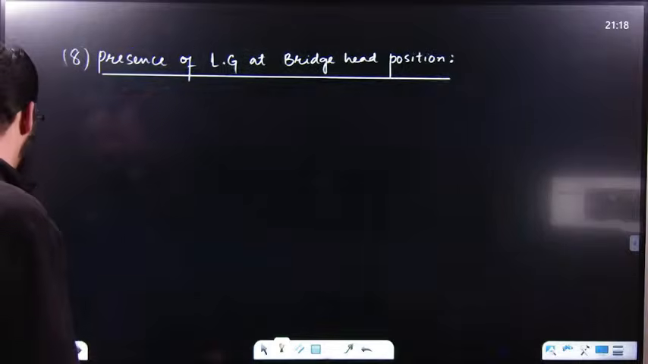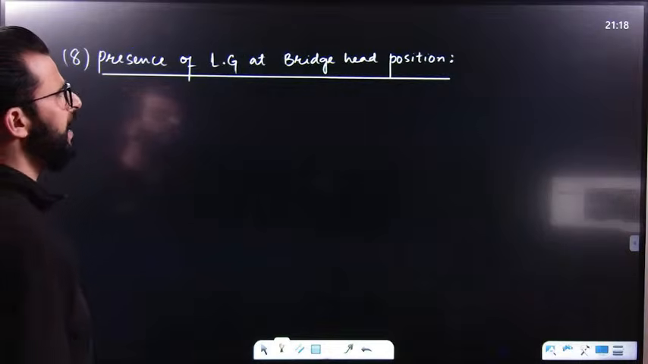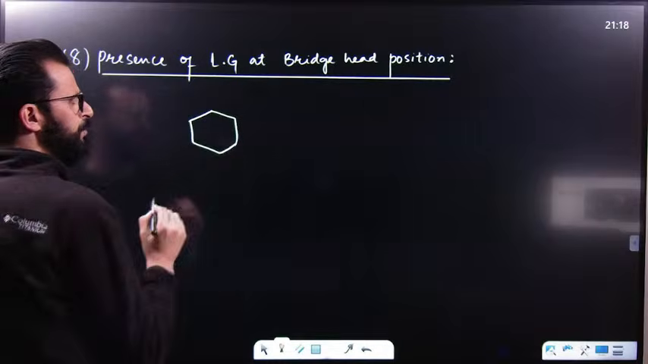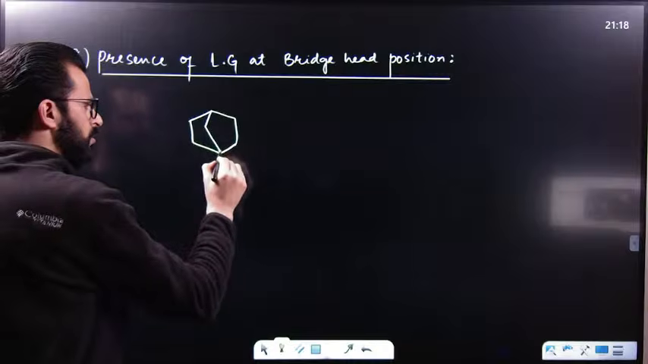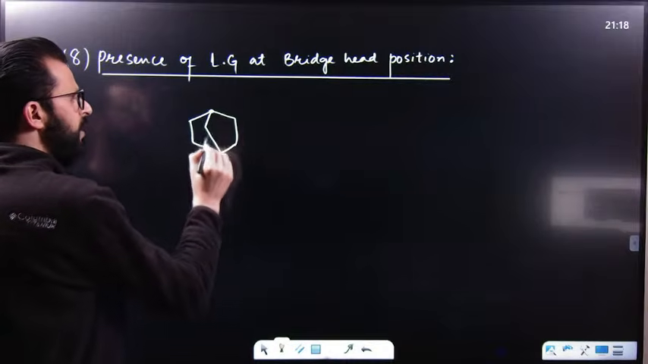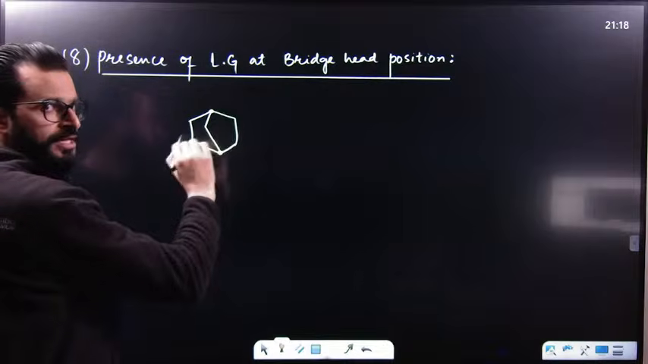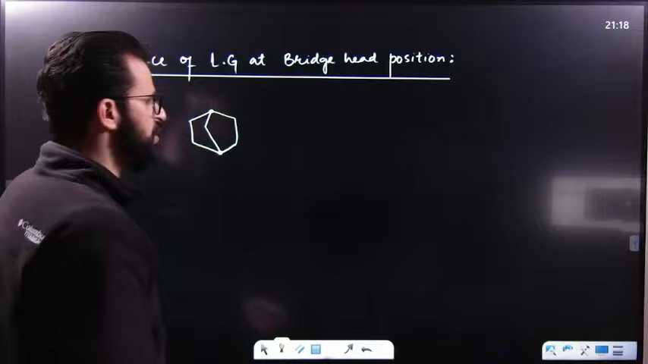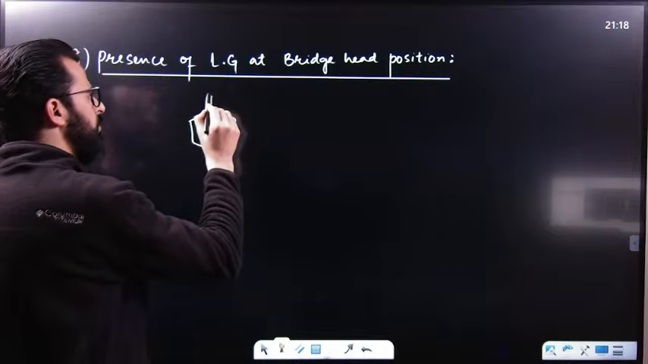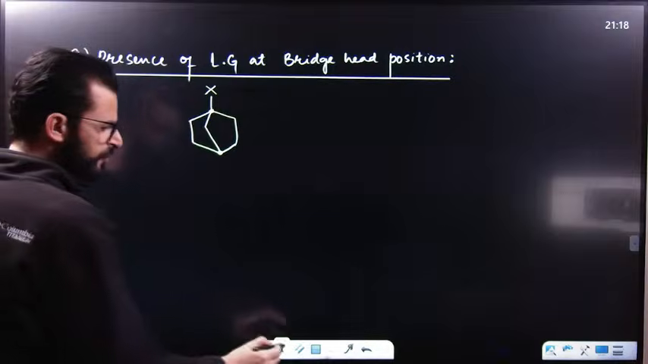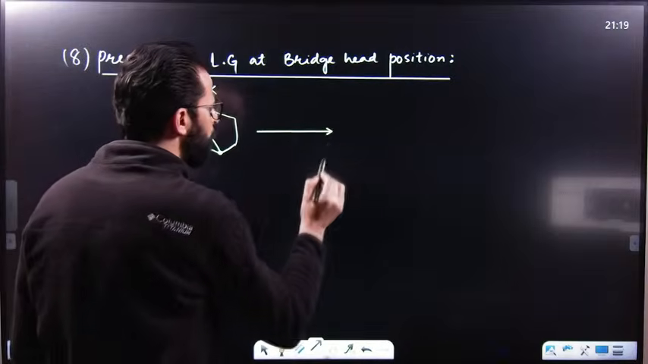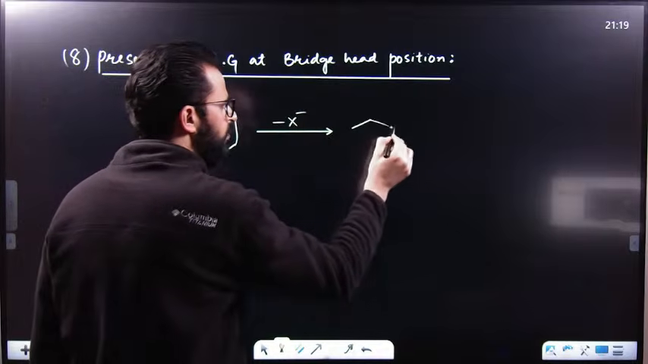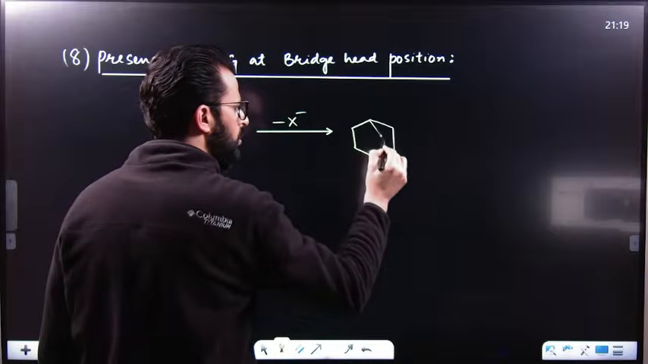After that, the next point is presence of a leaving group at the bridgehead position. Now have a look. We know the bridgehead position means a position which is common, the end common positions between two rings in a bicyclic compound. So if I attach a leaving group over here, for SN1 we have to break this C-X bond and form a carbocation.